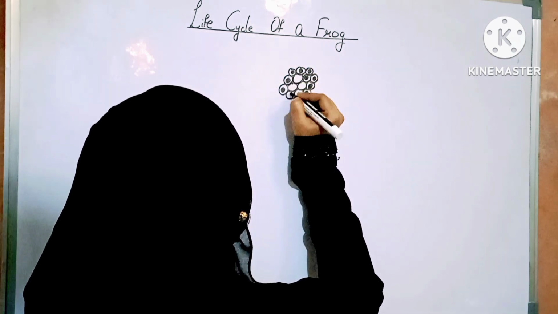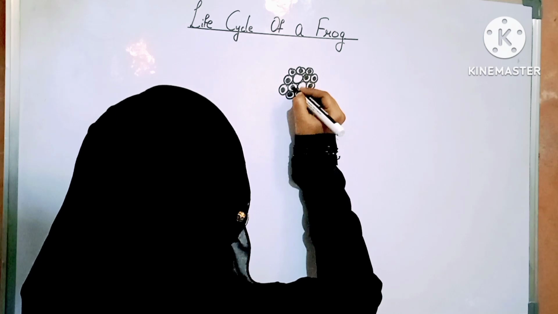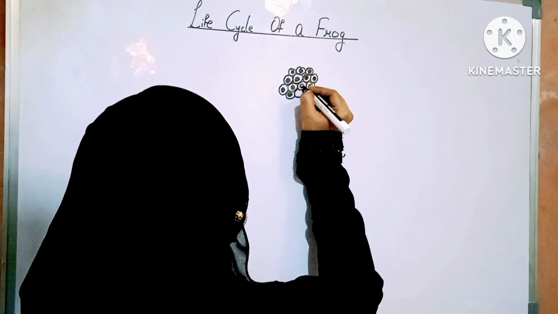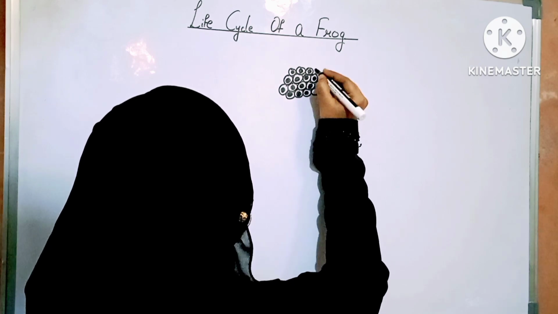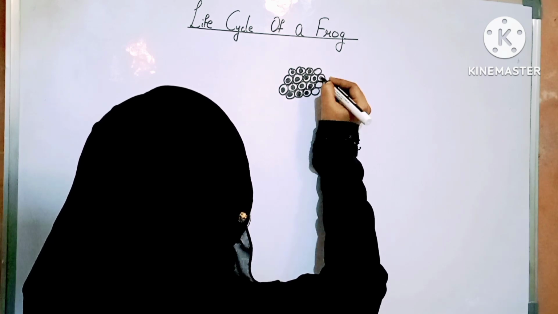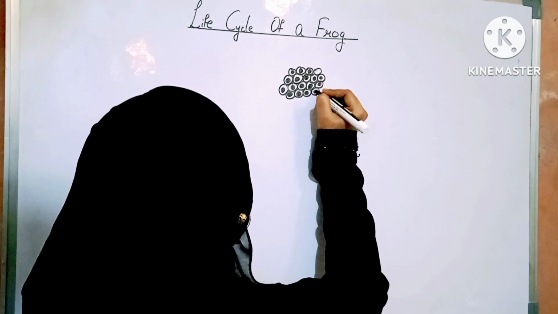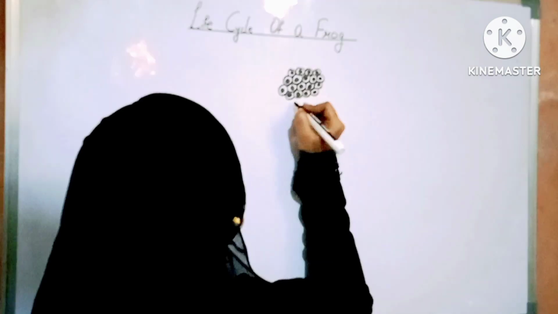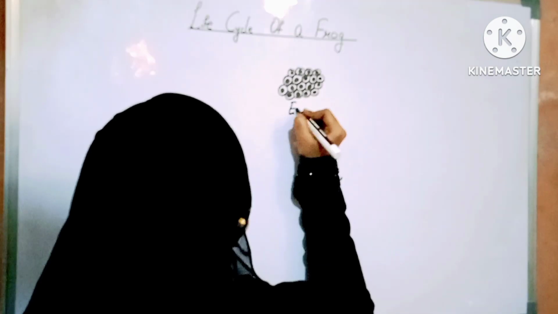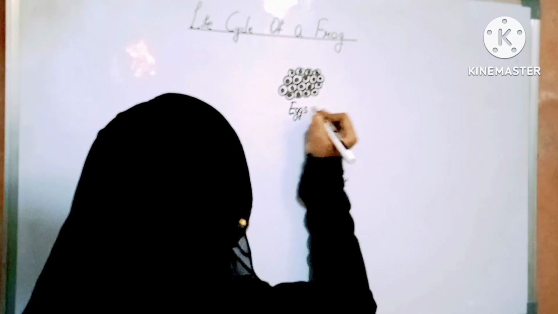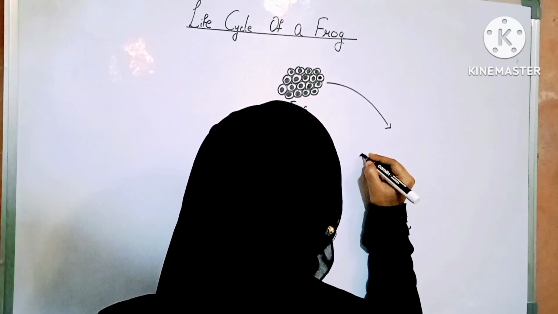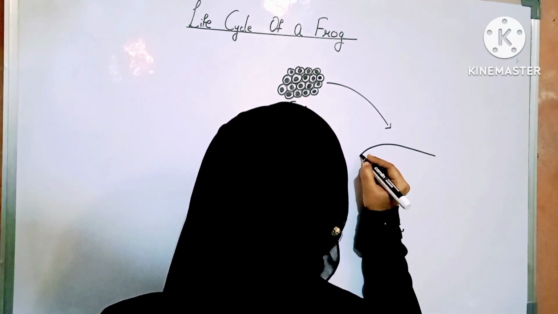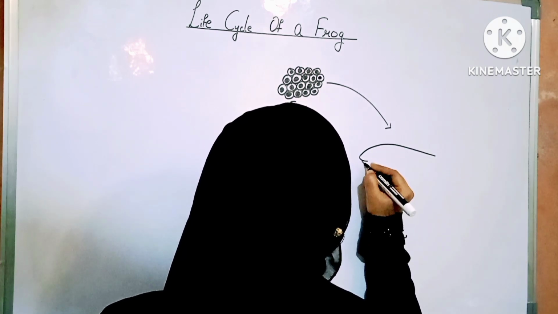Let us study the first stage, the egg. You can see in the picture, the eggs look like a mass of jelly, isn't it, students? The frog lays eggs in a group on the surface of the water. The eggs float on the water in ponds, lakes and rivers.